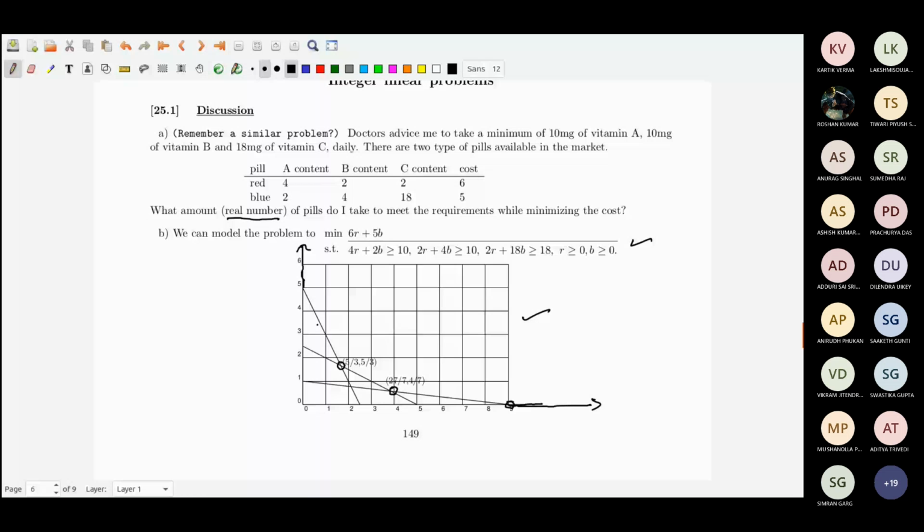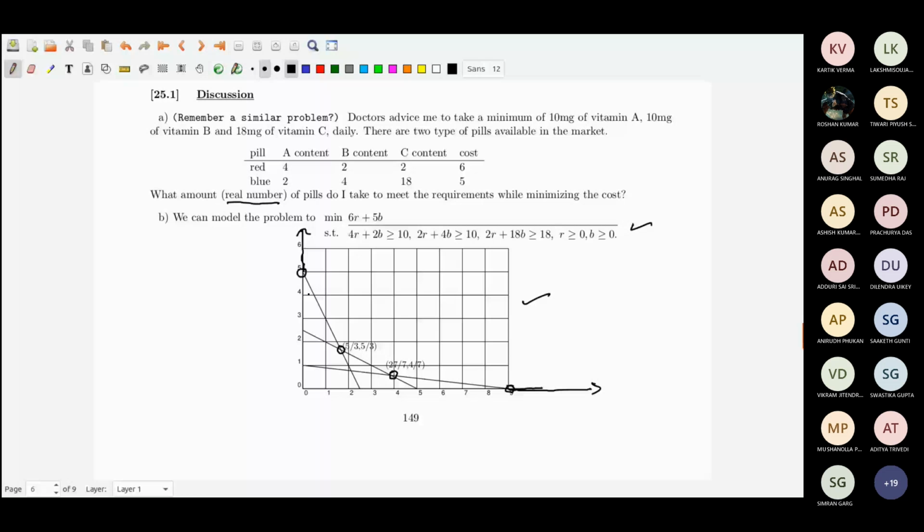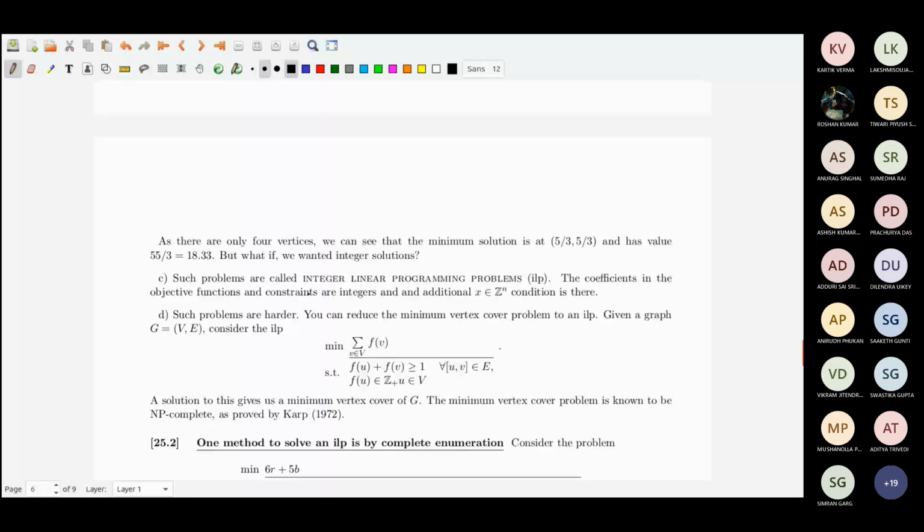With whatever knowledge we have, if I want to minimize for the LPP with real numbers as solution, then I minimize at one of these 4 vertices, whichever is minimized, that is my minimum. But that's with real numbers. I want integers. What do I do? And not only here, I want integers in a bigger size problem. So that is the question. When those things happen, that is called the integer linear programming problem. So this is ILP, the integer linear programming problem.